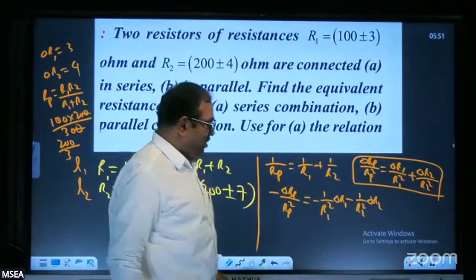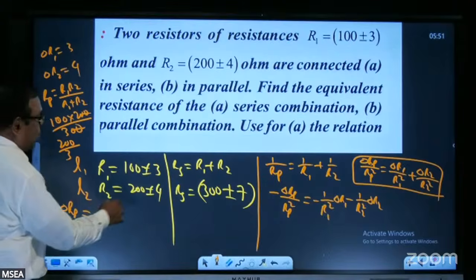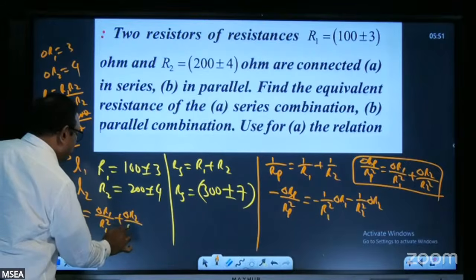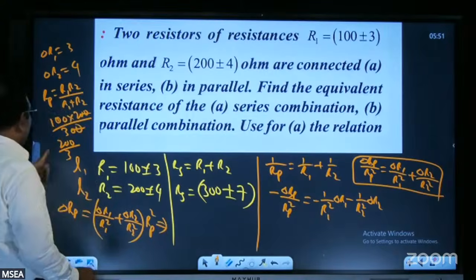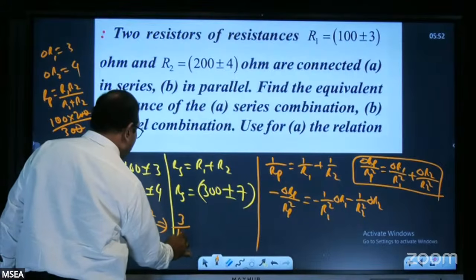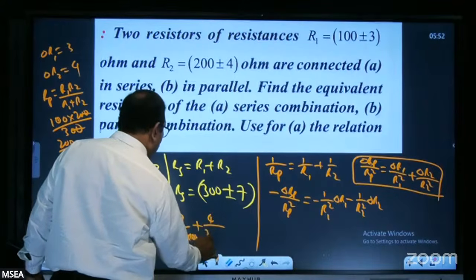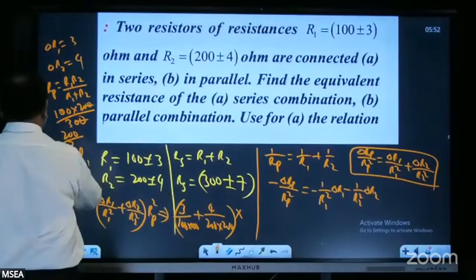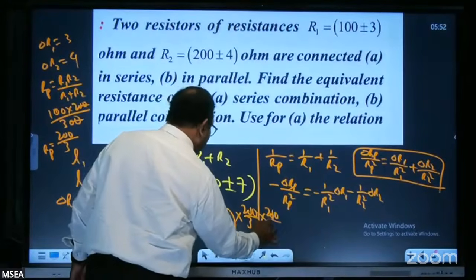Now we substitute in this. Delta Rp is equal to delta R1 by R1 square plus delta R2 by R2 square into Rp square. Then what about delta R1? Delta R1 is 3 by R1 square, which is 100 into 100, plus delta R2 is 4 by 200 into 200, into Rp square. But what is the Rp we got? Rp is 200 by 3. That is 200 by 3 into 200 by 3.